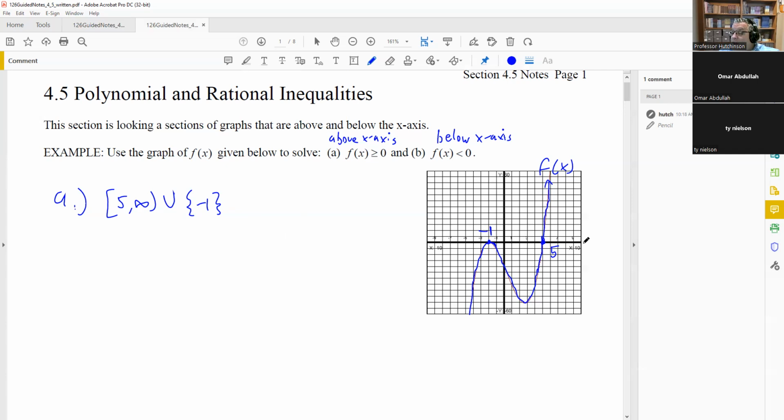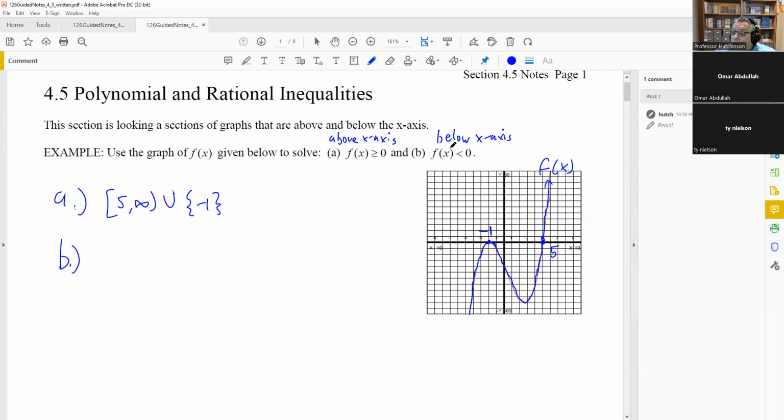So for any x value beyond 5, the graph just keeps going up forever. So that part of the graph will be above the x-axis from the x value of 5 and beyond. But it's also equal to 0 at this value of -1. So I really have both of those that I have to consider there. So that's part A. Let's do part B.